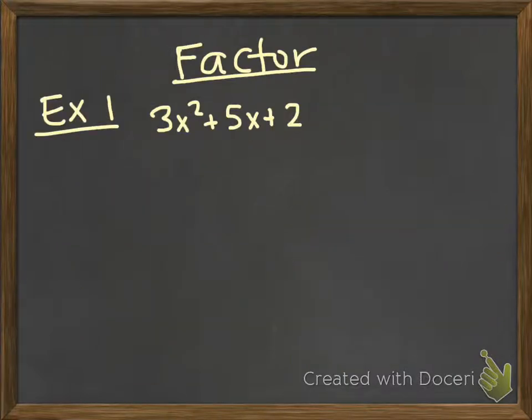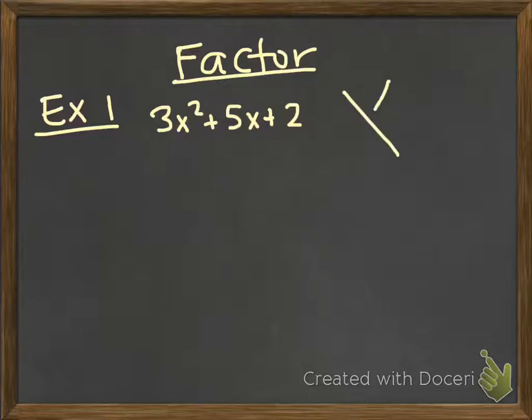Example 1, 3x squared plus 5x plus 2. First we look to see if there's a greatest common factor. Is there a number or a letter that can be pulled out of all three terms? There isn't. It's not two terms, so it can't be a difference of squares. We're going to skip step 3 because there's already a number in front of the x squared, or a coefficient in front of the x squared. So we're going to do step 4, which is a diamond and a box.